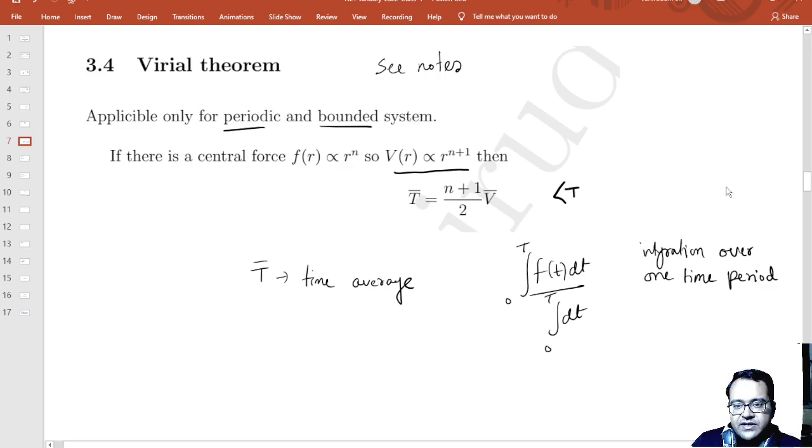It's sometimes written also like this in other books, like this, and this bar or this angle bracket form is called a time average, and it's applicable only for the periodic system. So it's the integral from 0 to T of some function f(t) dt divided by the integral from 0 to T of dt. For a periodic function, this will just be capital T, the integration over one time period. So this is the time average defined for any periodic function.